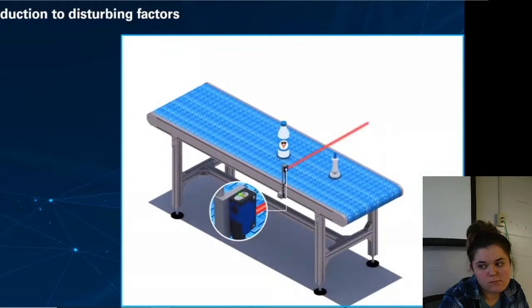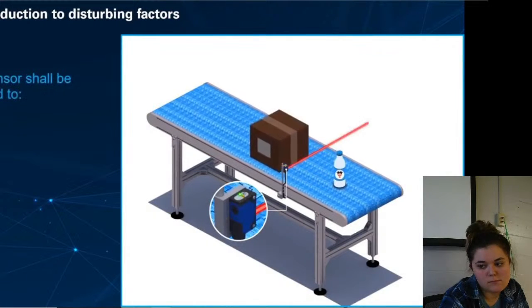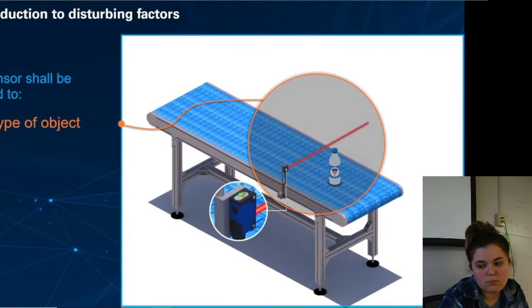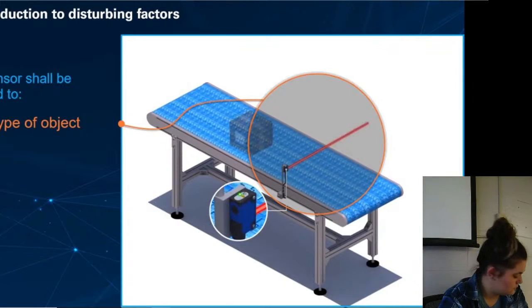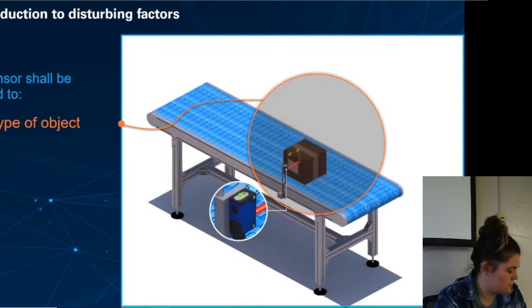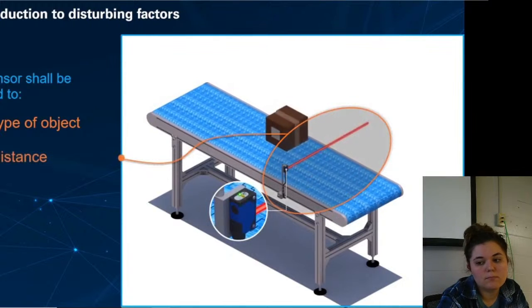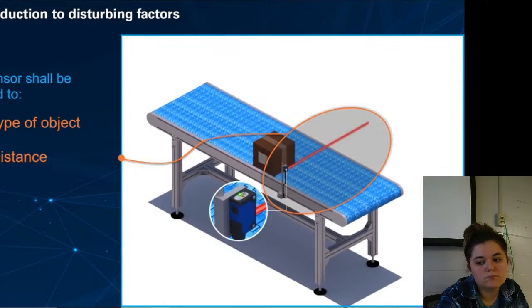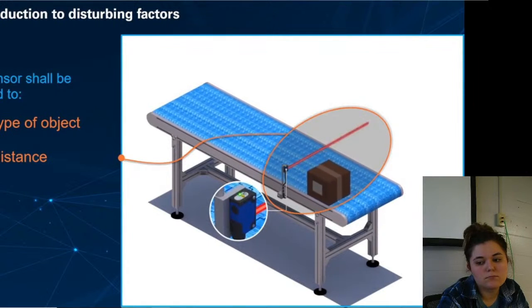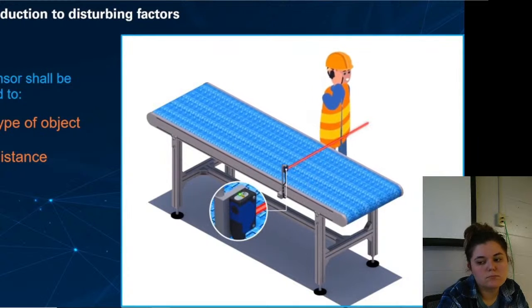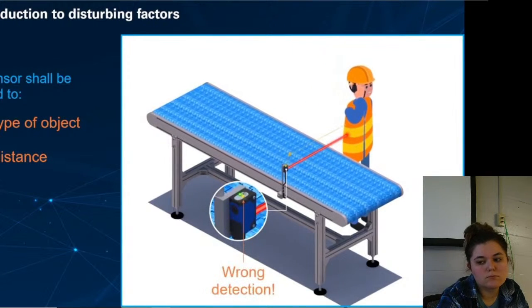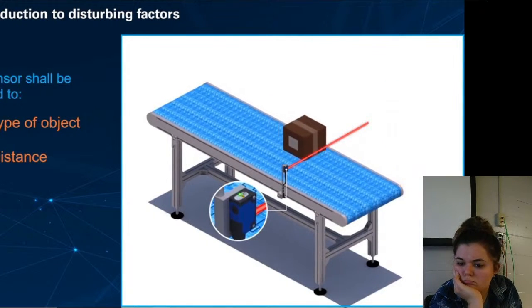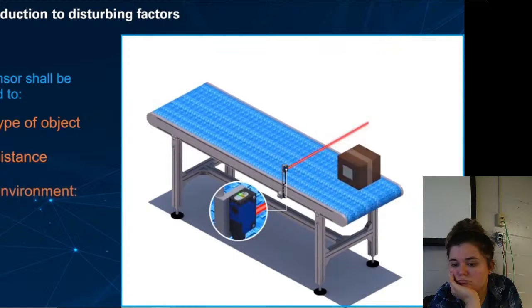For a given application, a photoelectric sensor shall be adapted to the type of object to be detected. Whatever the size, the color, the shape of the object carried by this conveyor, it shall be detected. The photoelectric sensor shall also be adapted to the distance between it and the object to be detected. Whatever the distance between the sensor and the object carried, it shall be detected. But in this case, other objects outside the conveyors should not be detected. Not to mention that the photoelectric sensor shall be adapted to its environment.